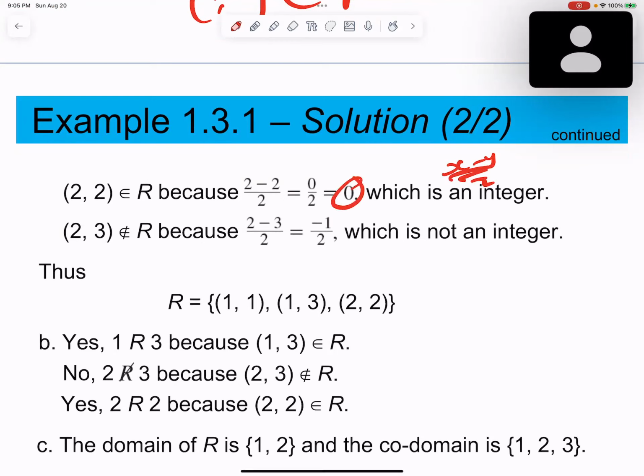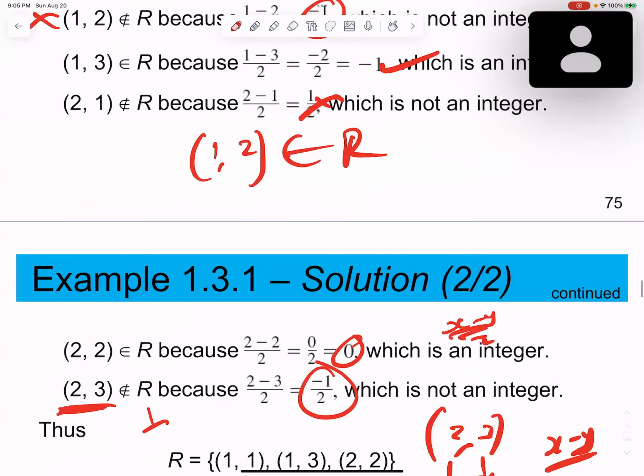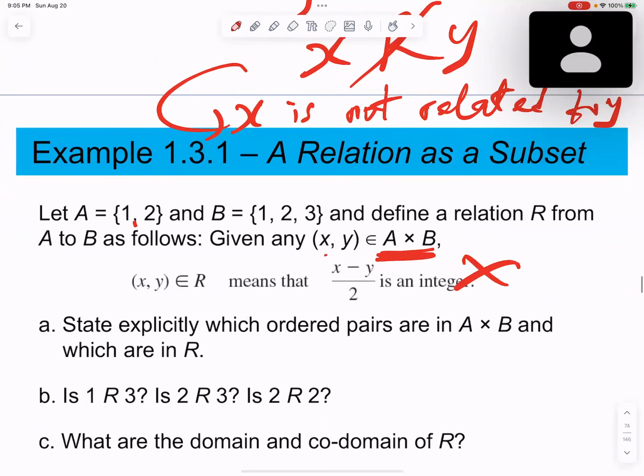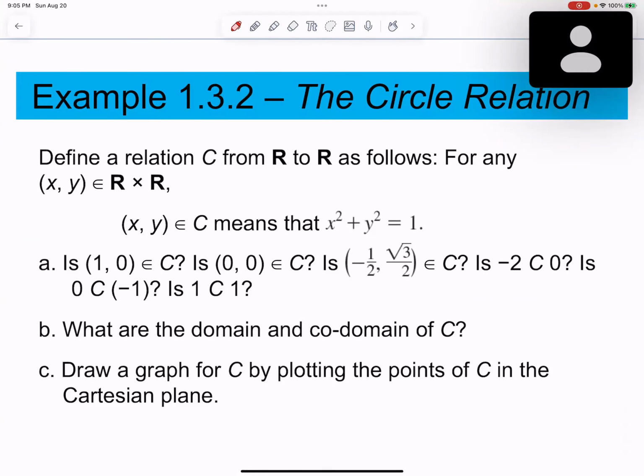0, and 0 is an integer. But if you pick numbers 2 and 3, your 2 is x, your 3 is y, and you look at the expression (x minus y) over 2, that will give us 2 minus 3 over 2, which is negative 1/2. So because we got a fraction, this is not a relation at all, according to this definition. You can have many definitions. Let's look at another one.